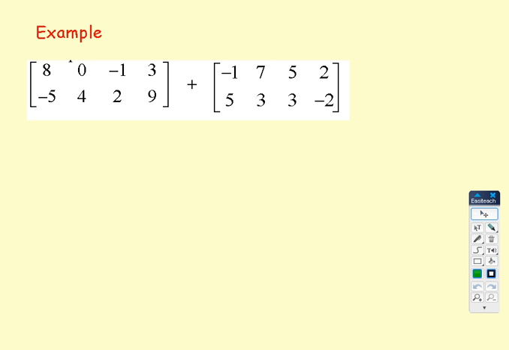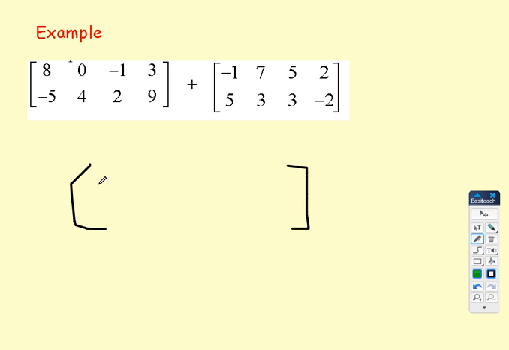It's pretty simple. So I have this matrix plus this matrix. It's a 2 by 4 plus a 2 by 4. Okay, so I'm going to add the corresponding entries.